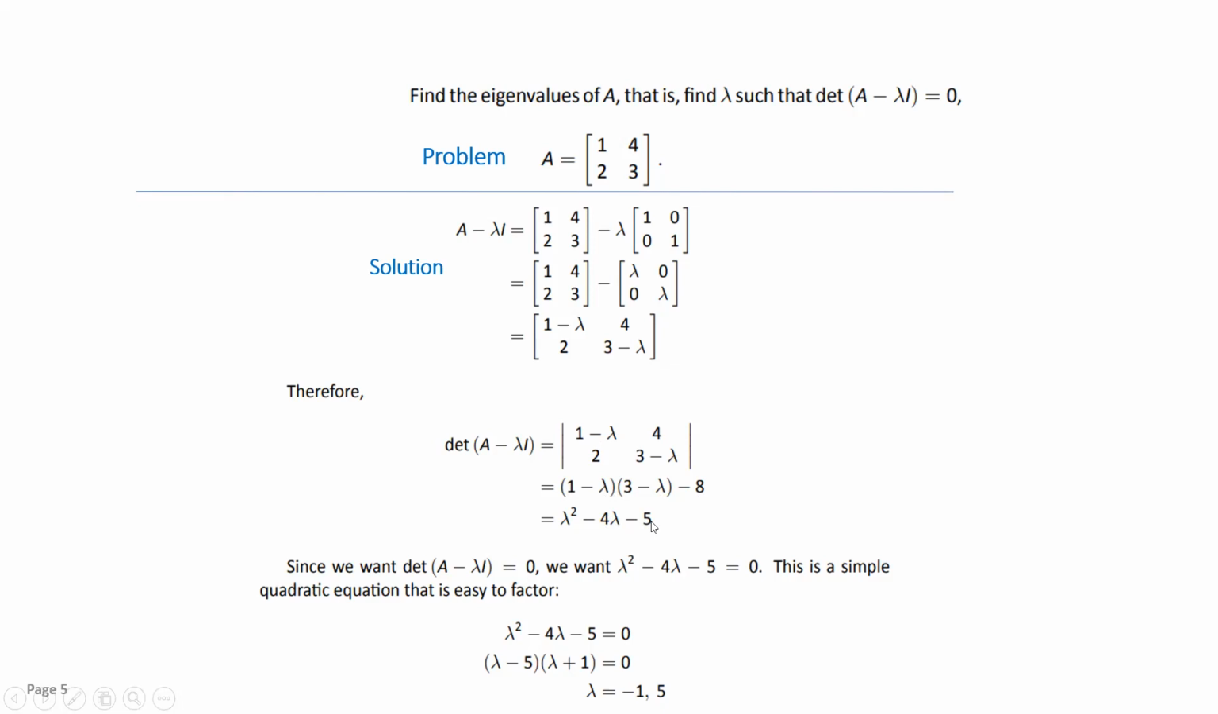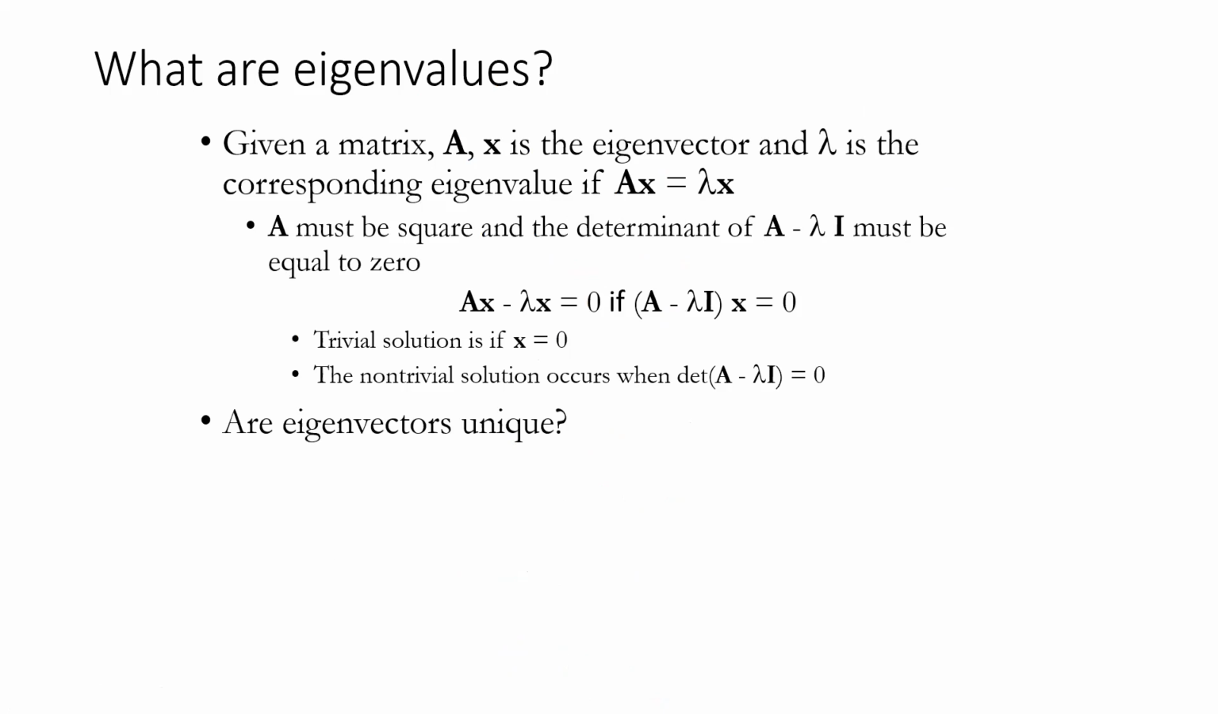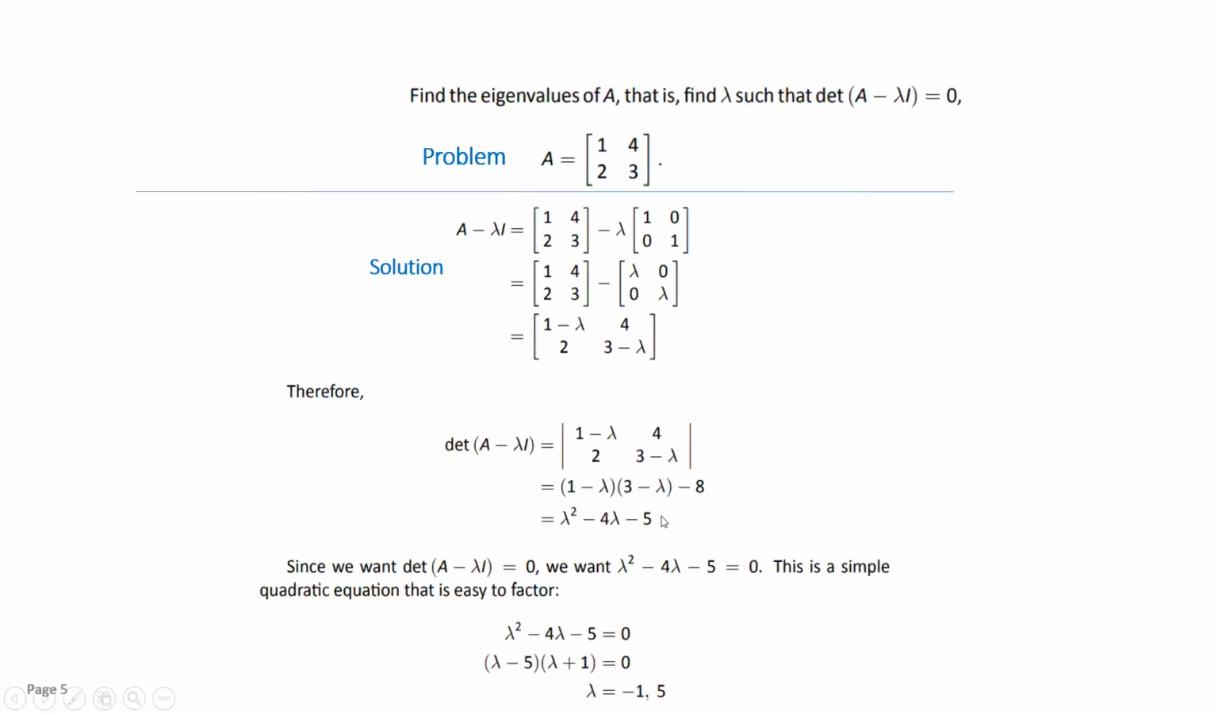So we have come across a quadratic equation, and we know the determinant of A minus lambda I should be equal to 0. Then only will we get the lambda values. Otherwise, we will not get a solution. As we discussed, the non-trivial solution occurs only when the determinant of A minus lambda I is equal to 0. So we equate it with 0 and we get lambda equal to -1 and 5. So we have two eigenvalues for this matrix, -1 and 5.